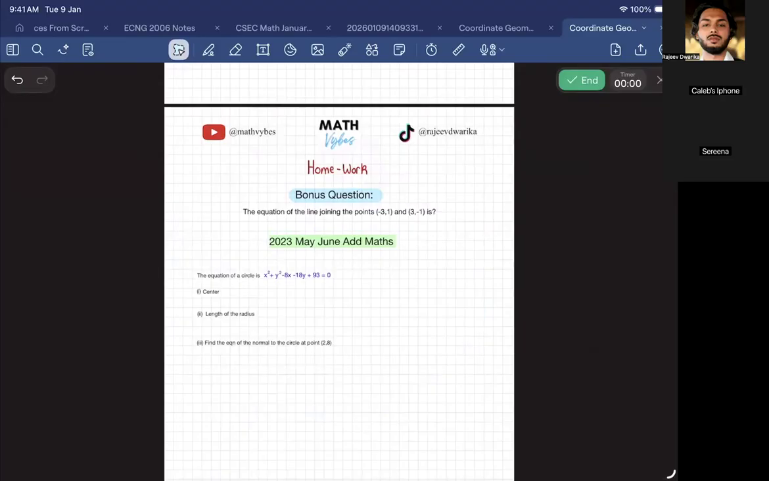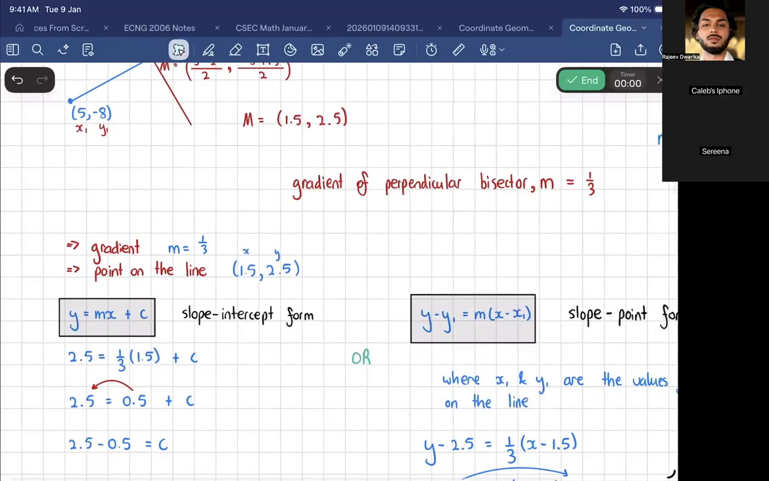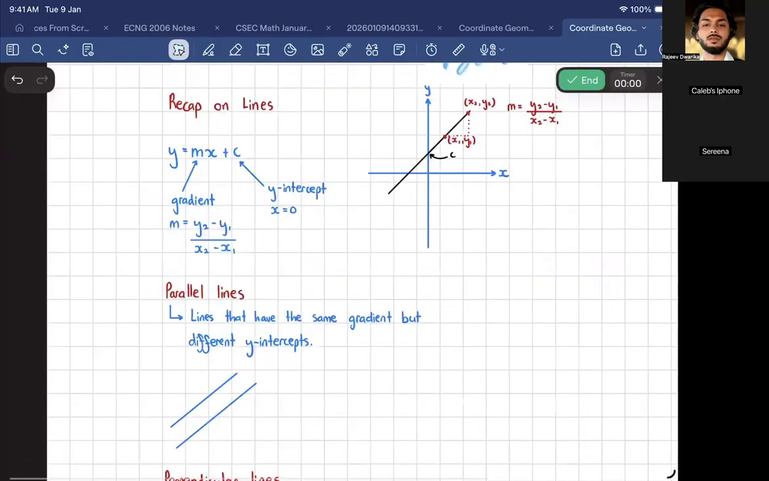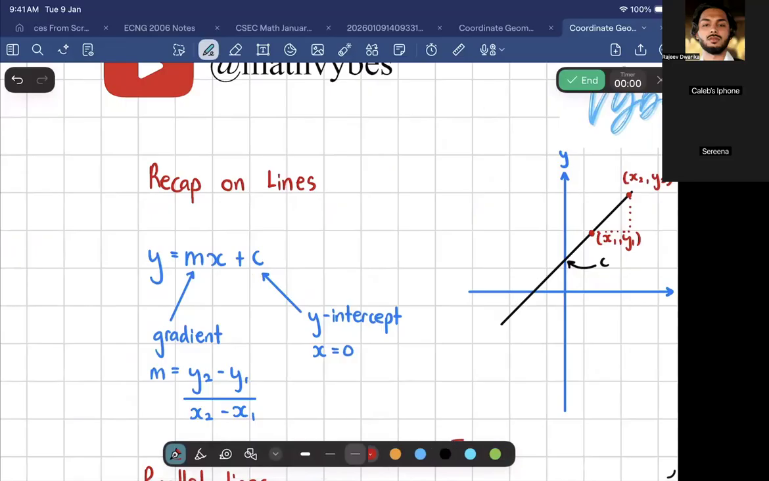Right, so you have some work to do. Remember, the equation of a line is y is equal to mx plus c. Let me just label it. This is the equation of a line, and you need to know this equation of a line.